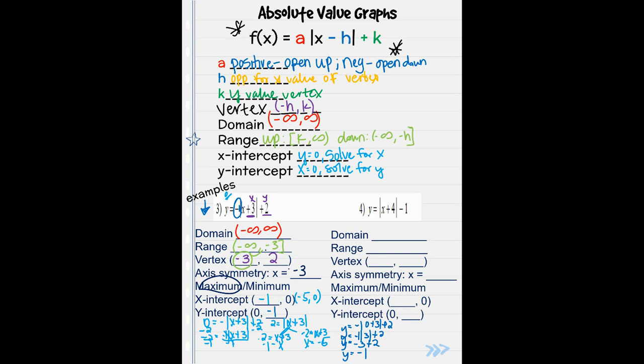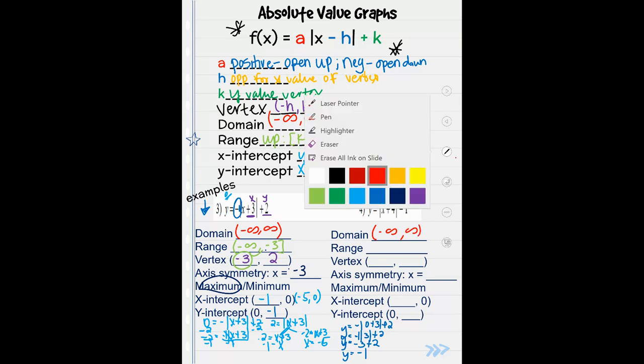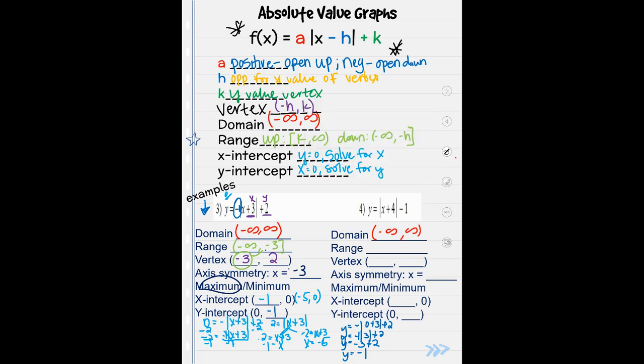That was a lot. So I'm going to run through this example 4 and let me know when you have questions, because you most likely will have questions. So what do we say our domain was? Negative infinity to infinity. Let's take a step back. Let's do our vertex first. I should have put that one first.